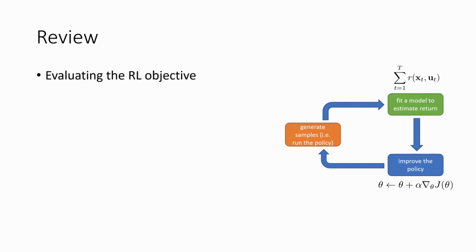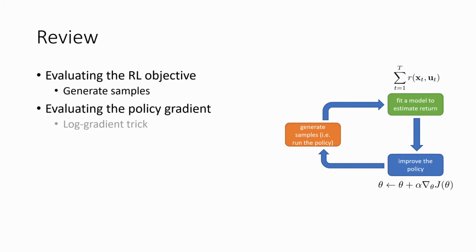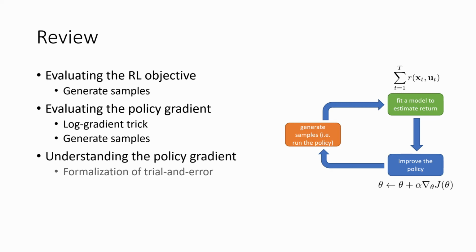So to review, evaluating the reinforcement learning objective: generate samples, average together sampled rewards. Evaluating the policy gradient: generate samples, use the log gradient trick, and average together the rewards multiplied by the grad log pi's. Understanding the policy gradient, it's essentially a formalization of trial and error learning. It makes the good stuff more likely and the bad stuff less likely. Partial observability, don't worry about it, it just works.